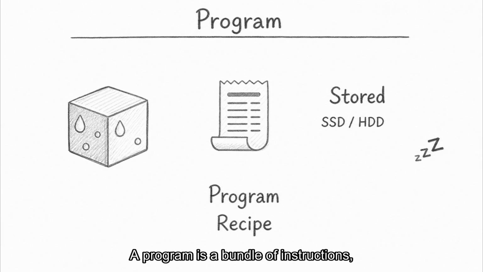First of all, a program is a bundle of instructions, but it's not working yet. It's just stored. In other words, it's a file sitting inside an SSD or HDD. And the kitchen analogy is closer to a recipe and ingredient set. So it's still sitting in the fridge. Nothing is on the countertop. Nothing is on the pan yet. The fire's not on. And everything's just sleeping.